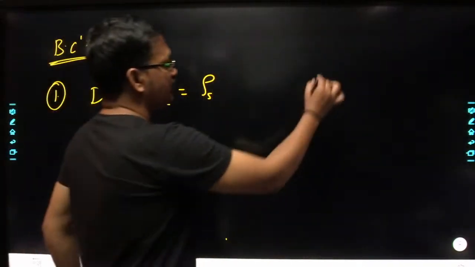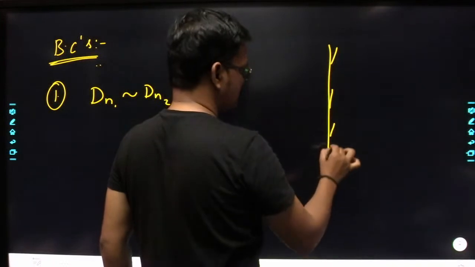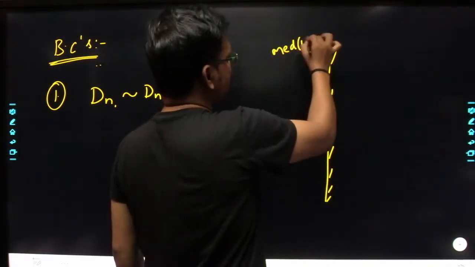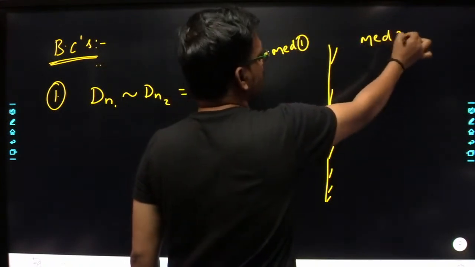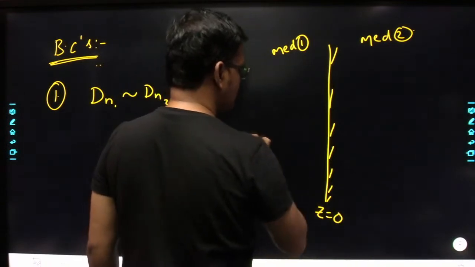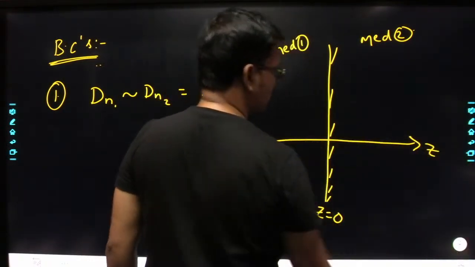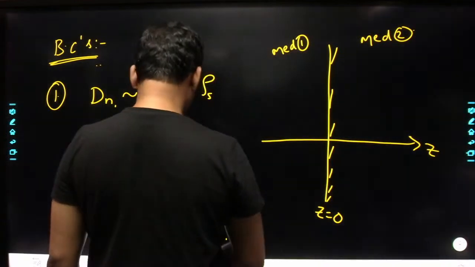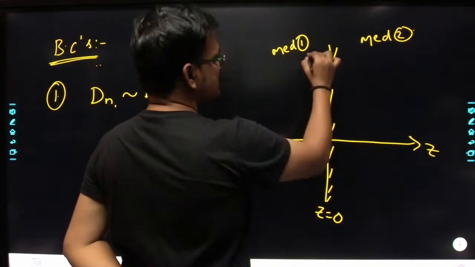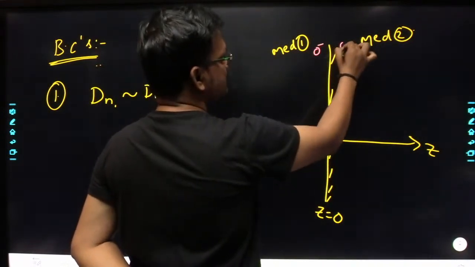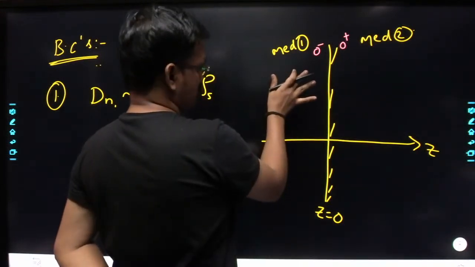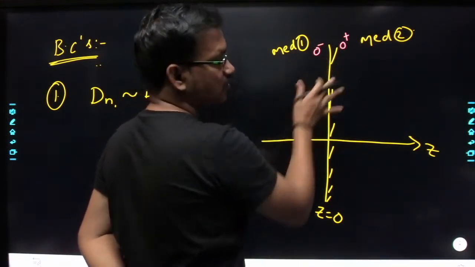So if you take some interface between two media, let us say this is medium 1 and this is medium 2, and this is the z is equal to 0 interface, then the normal to the interface is the z axis, right? Now see here. Let us consider this is at z equal to 0 minus and this is at z equal to 0 plus. So whenever the fields are propagating from medium 1 to medium 2.